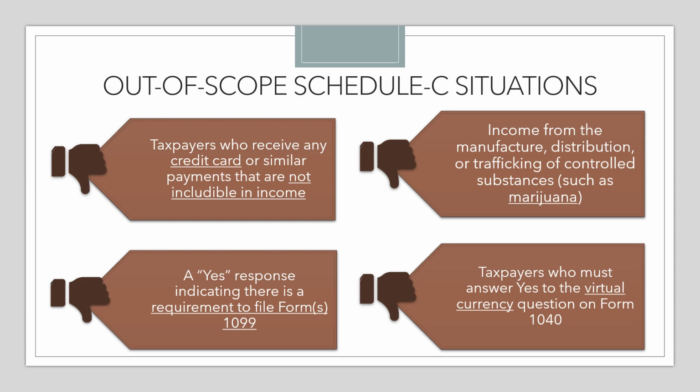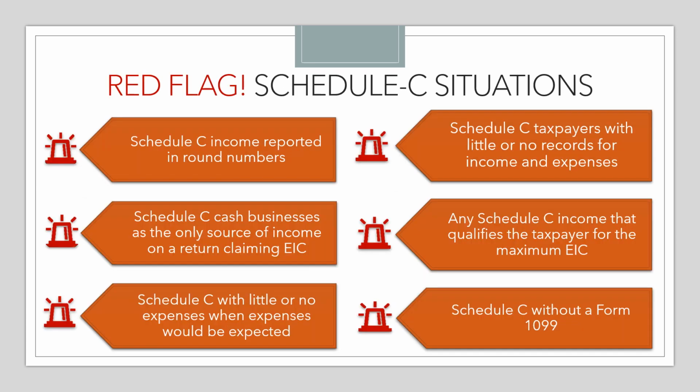And then we kind of briefly touched on taxpayers who received virtual currency or owned any virtual currency or paid any virtual currency. Those returns are out of scope for VITA. Aside from issues that are really straightforward scope issues for VITA, with Schedule C and self-employed income, we do have some extra due diligence to perform.